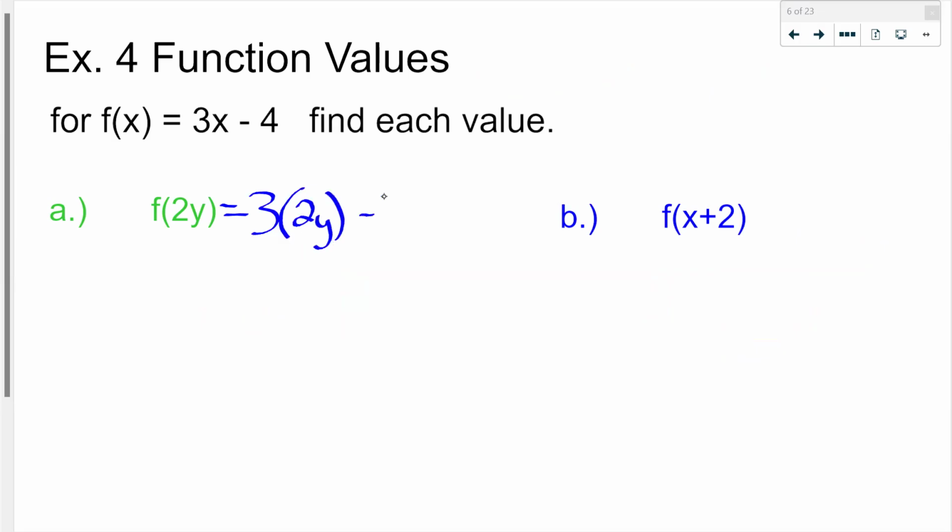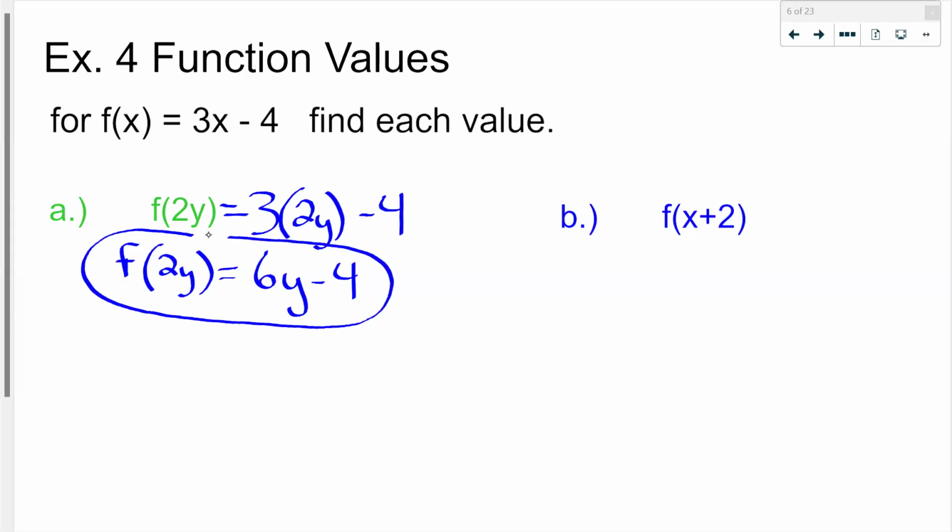Again, it's just another way of doing substitution. Well, what's 3 times 2y? That's going to give me 6y minus 4. These are not like terms, so I'm done. So then I have f of 2y equals 6y minus 4.